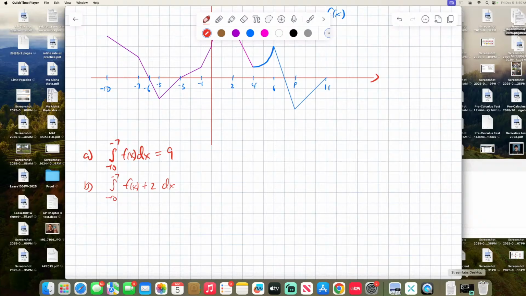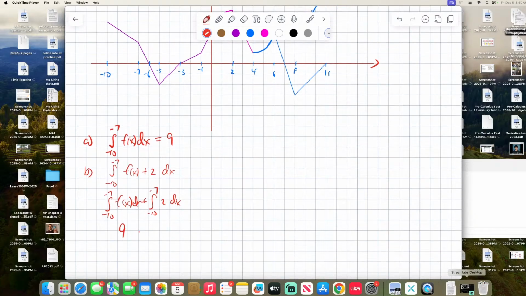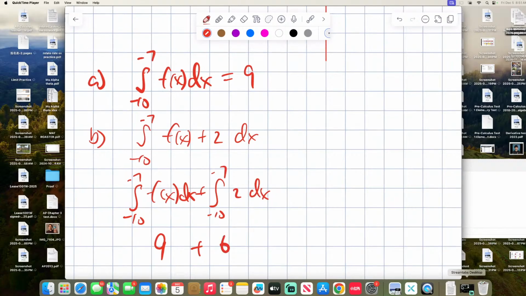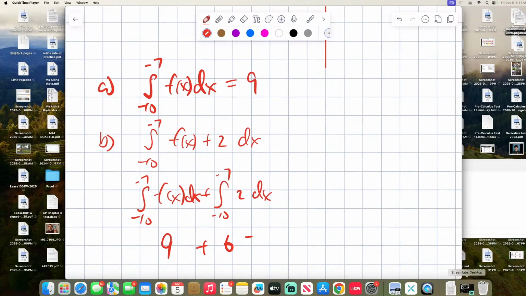So what I will probably prefer is to split them up: the integration from negative 10 to negative 7 of f of x plus the integration from negative 10 to negative 7 of 2 dx. Why is that good? Because for this one you can say, well, this is just 9, and this is just a horizontal line of 2. It's negative 10 to negative 7 of 2, so the height is 2 and the width is 3. So that's going to be 6, and that is going to give you 15 regardless.